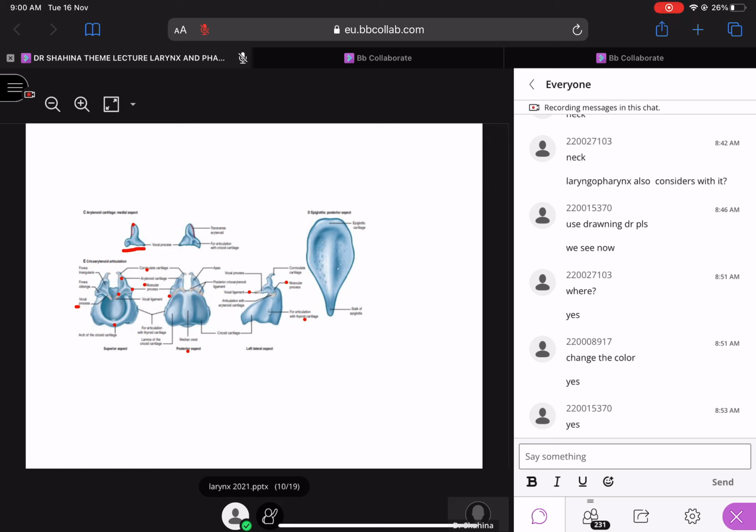So the epiglottic cartilage is leaf like. These are its lateral borders, this is its superior aspect, and this is its stalk. This is the stalk of the epiglottis, which will be attached to the thyroid cartilage. I told you, from the inner surface between the vocal process, this will be attached there. So this picture is clear to you, everybody?